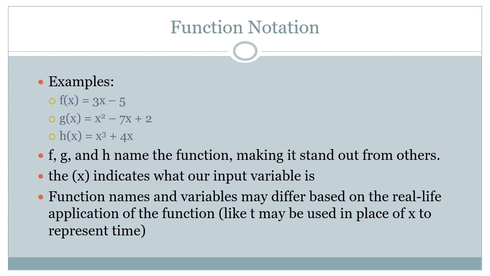Function names and variables may differ based on real-life applications of the functions. For example, instead of x as a variable, you may be using t to represent time. If we're doing a function that is talking about velocity, then it may be v of t, v standing for velocity and t standing for time.